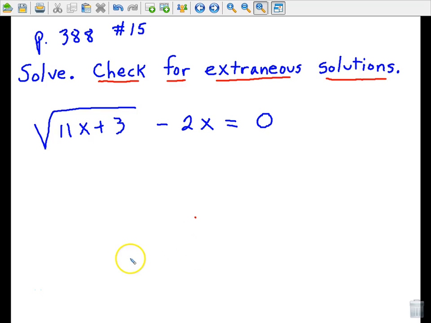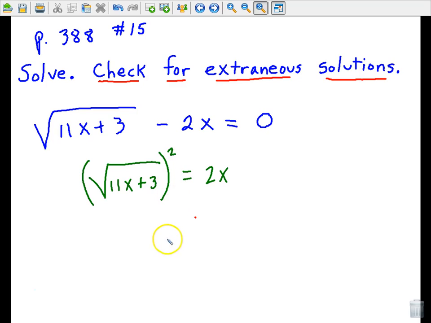All right, so give me a first step here. Zan, what would you do first? You would add to this. Good call. He said add 2x to both sides. Isolate the radical. All right, and now what? Lauren? Well, it already is a square root, so maybe you mean this. Okay, yeah, you're going to square both sides.